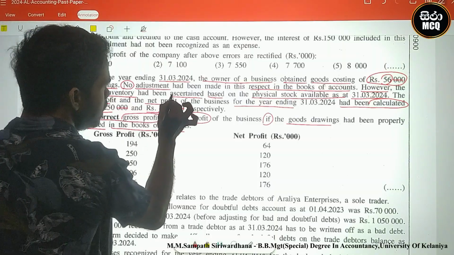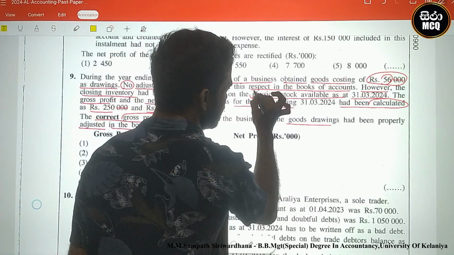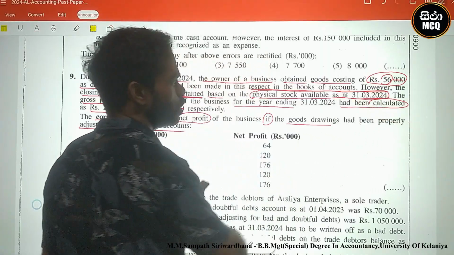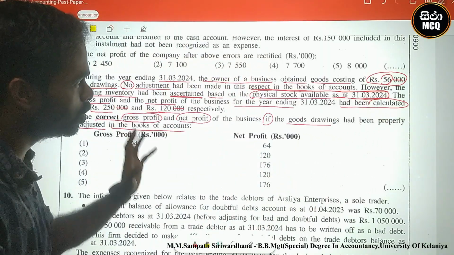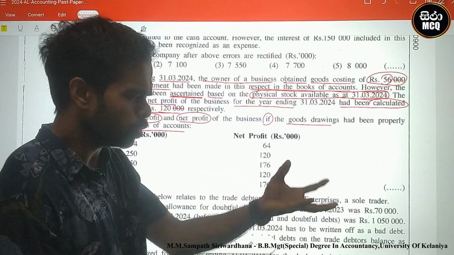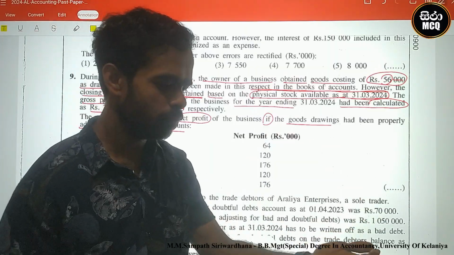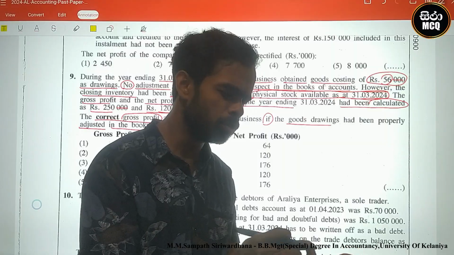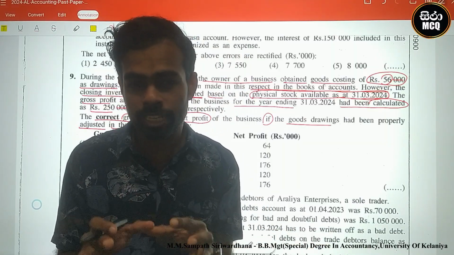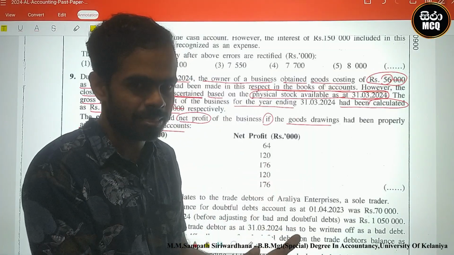Closing inventory had been ascertained, calculated based on physical stock available as at 31st March 2024. What is the physical stock? Physical stock means we can touch it. There is actual stock in the business. We can touch it. There is one ice cream, two ice cream, one ice cream, two ice cream. There is a remaining balance. We can touch it, and physically it is in the business.